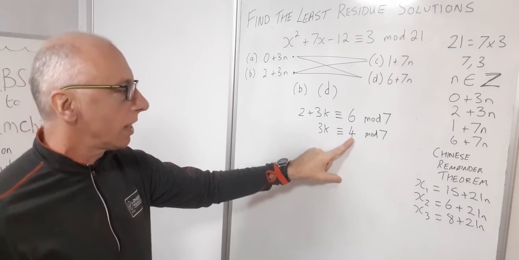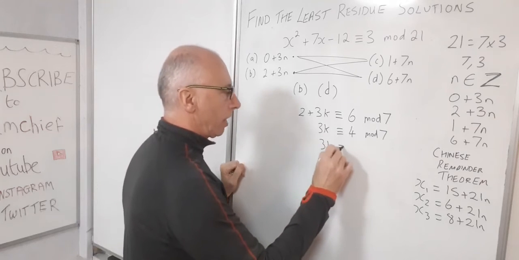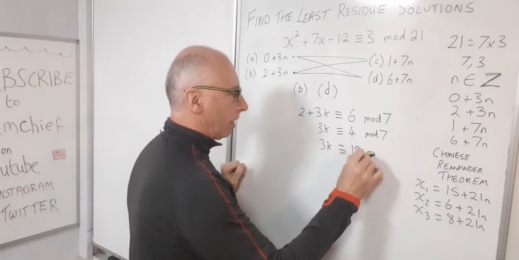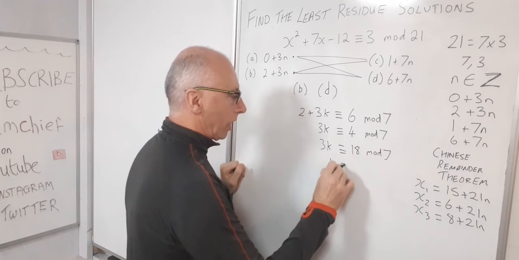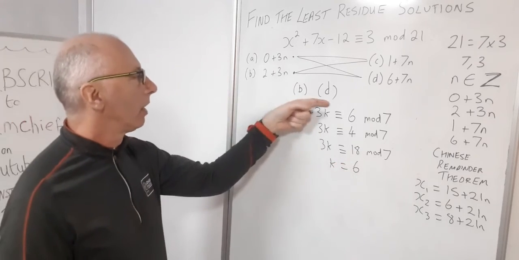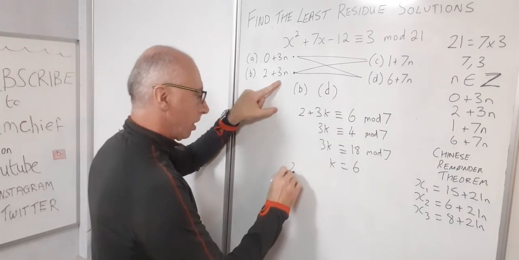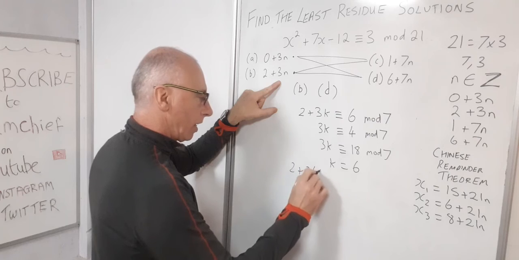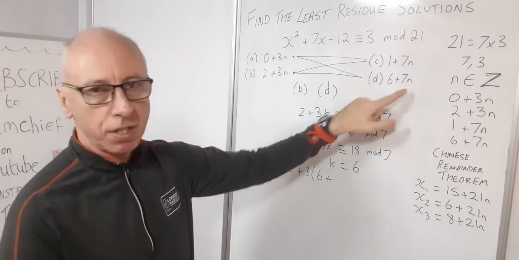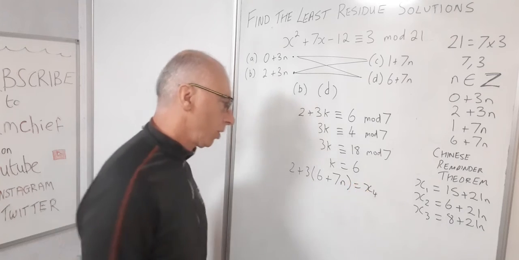So 4 plus 7 is 11, plus another 7 is 18. So 3k is congruent to 18 mod 7. So therefore my k is 6. So now I've got my k. Let's plug into the combination of my B and D. So 2 plus 3 times my k value. And then I just add on my 7n. And that's going to be my fourth solution.